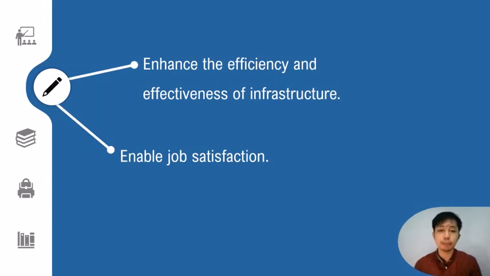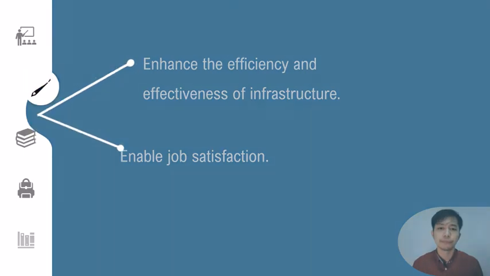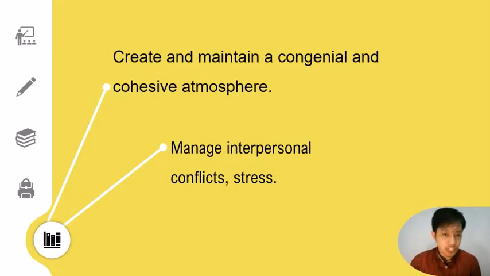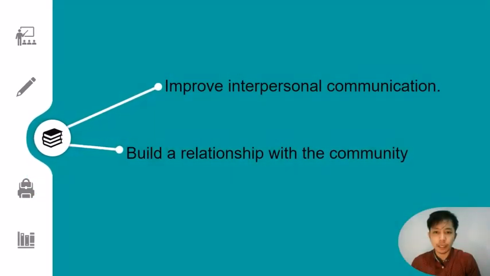Enhance the efficiency and effectiveness of infrastructure, enable job satisfaction, because if there is no good relationship between the teachers, to be specific, and the administration group, there will be no motivation to work. That's for sure. Create and maintain a congenial and cohesive atmosphere so that the next aim could be avoided. These are conflicts and stress. Another aim is to improve interpersonal communication and build a relationship with the community. In all, these specific educational management aims help undesirable ends to be avoided because they help the institution to be directed and give a sense of purpose to each member of the institution.